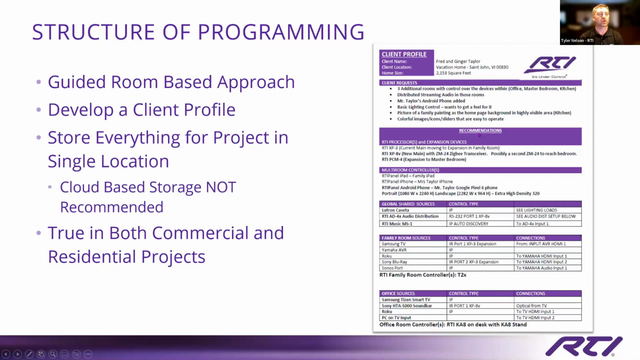The other thing you'll notice here in my project profile is I've broken it off into a couple of different areas. For example, the recommendations. So the RTI processors and expansion devices that we may need. So for example, the RTI XP3, current main moving to expansion and family room. The XP8V is brand new. It's the new main processor with the ZM24 transceiver. And then an RTI PCM4 expansion product going into the master bedroom. So devices, processors, as a separate area.